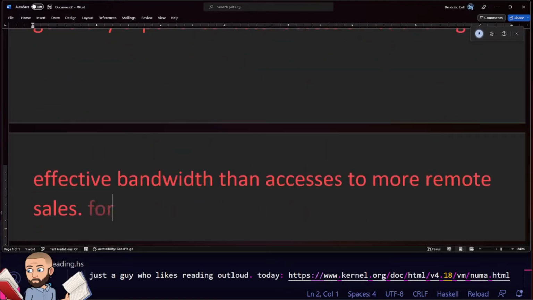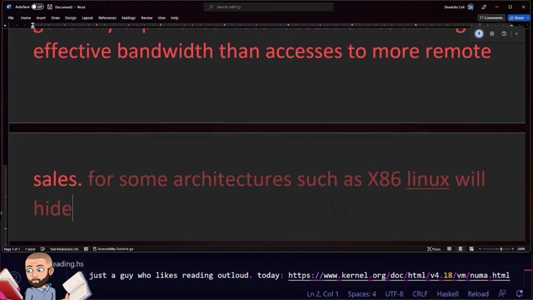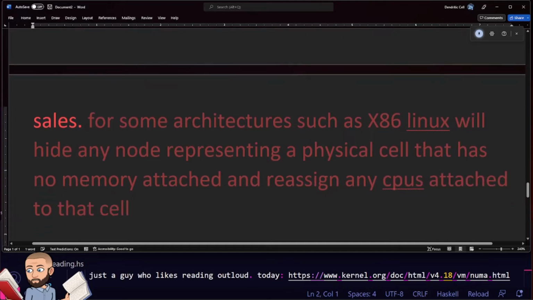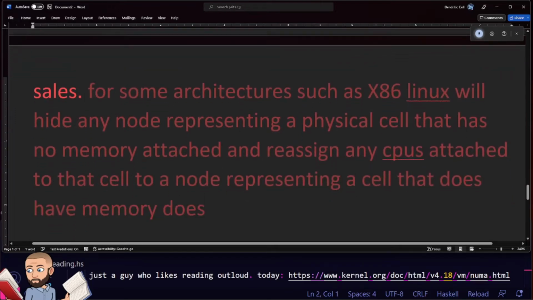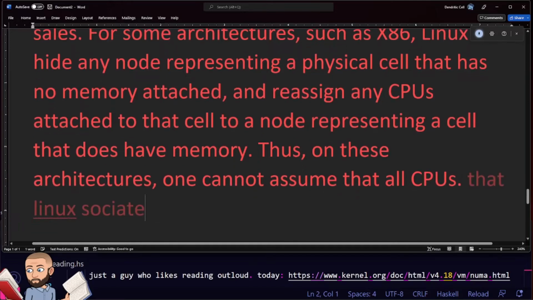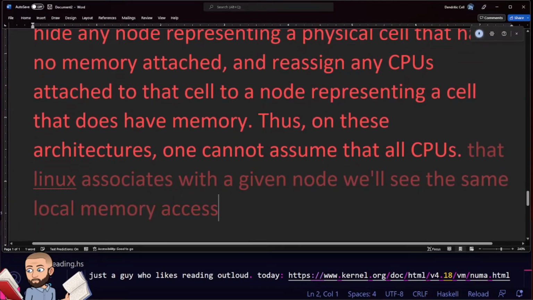For some architectures, such as x86, Linux will hide any node representing a physical cell that has no memory attached and reassign any CPUs attached to that cell to a node representing a cell that does have memory. Thus, on these architectures, one cannot assume that all CPUs that Linux associates with a given node will see the same local memory access times and bandwidth.